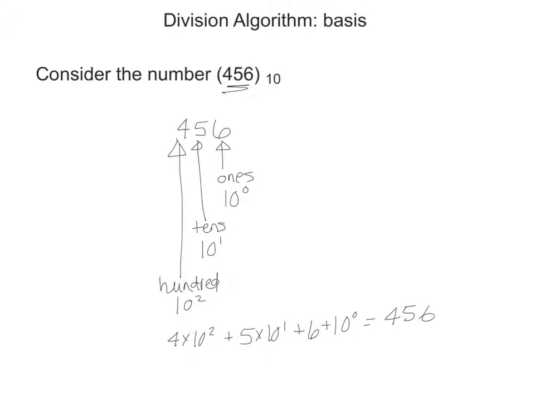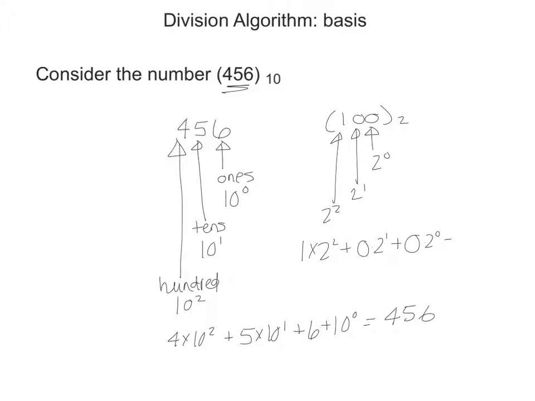We can write numbers in other bases, such as the number 100 base 2. Here, this would be our 2 to the 0 power, 2 to the 1, and 2 squared. So this would be 1 times 2 squared plus 0 times 2 to the 1 plus 0 times 2 to the 0. So this number is equal to 4. This is the representation in base 2 of our normal number 4, base 10.